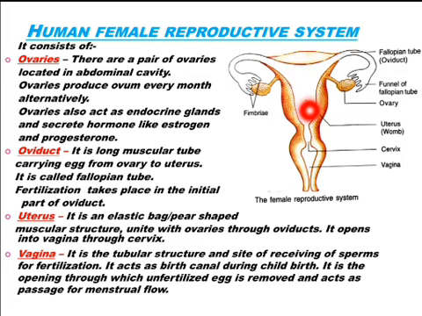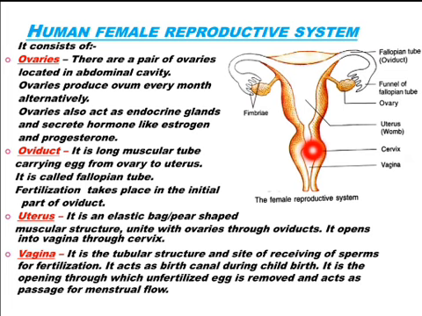It is an elastic bag or pear-shaped muscular structure united with the ovaries through the fallopian tubes or oviducts. It opens into the vagina through this cervix. The cervix is the narrow passage which opens into the vagina. The vagina is the tubular structure and the site of receiving the sperms for fertilization at the time of sexual intercourse. It also acts as the birth canal during childbirth.